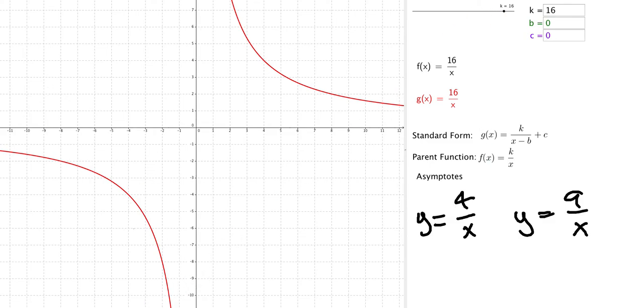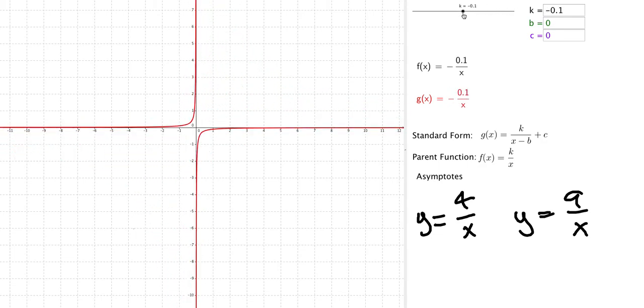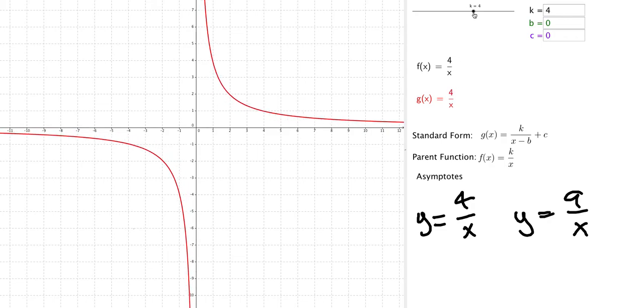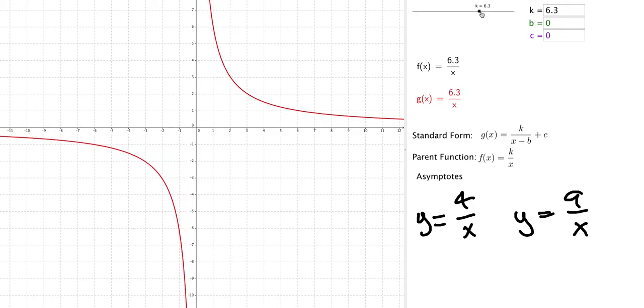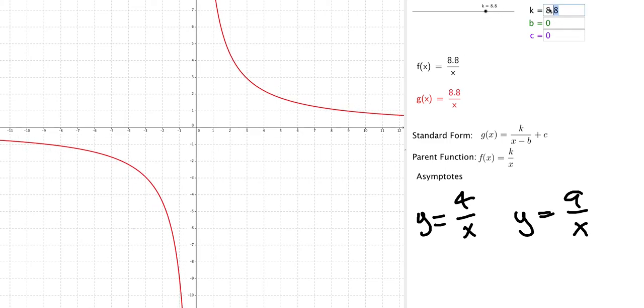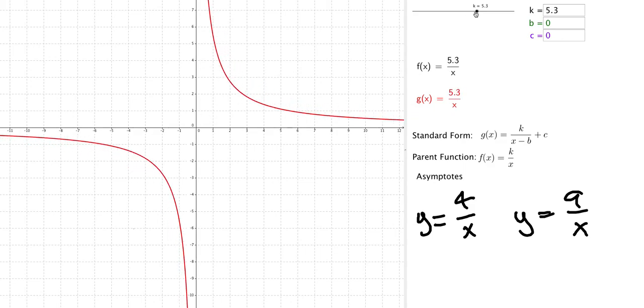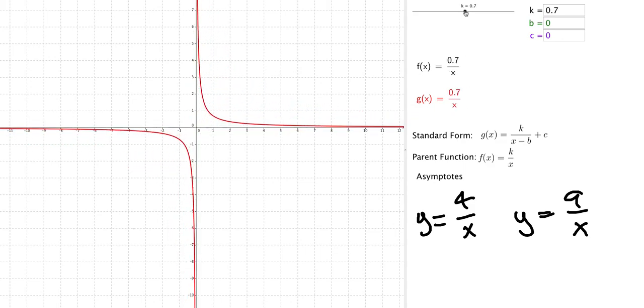Well, let's do this dynamically. Let's go down here. When k is 4, this is what the graph looks like. When k is 9, let's plug in 9, this is what the graph looks like. So how are they different? The k value determines how close or far away you are from the origin.